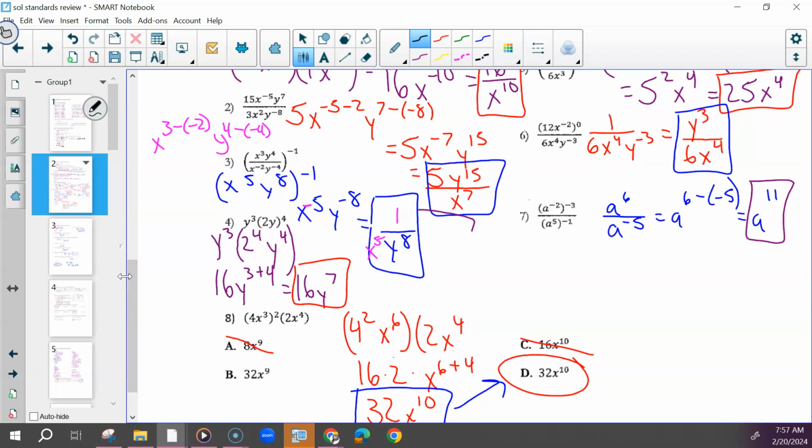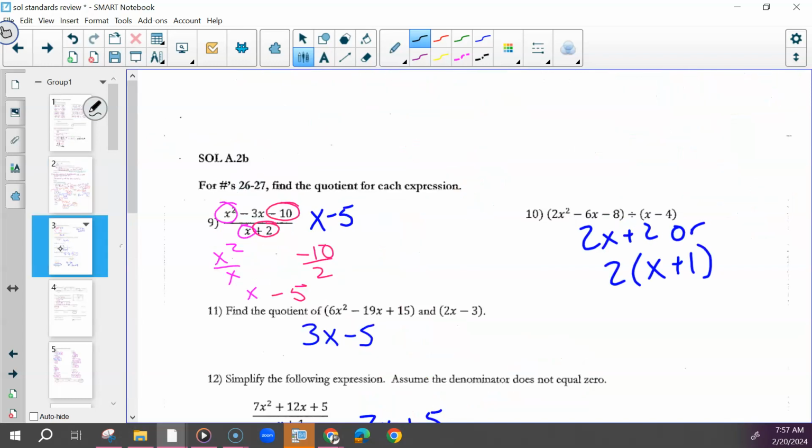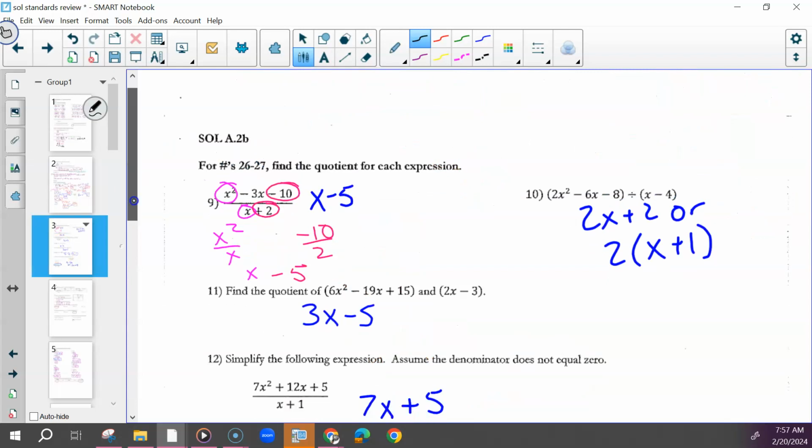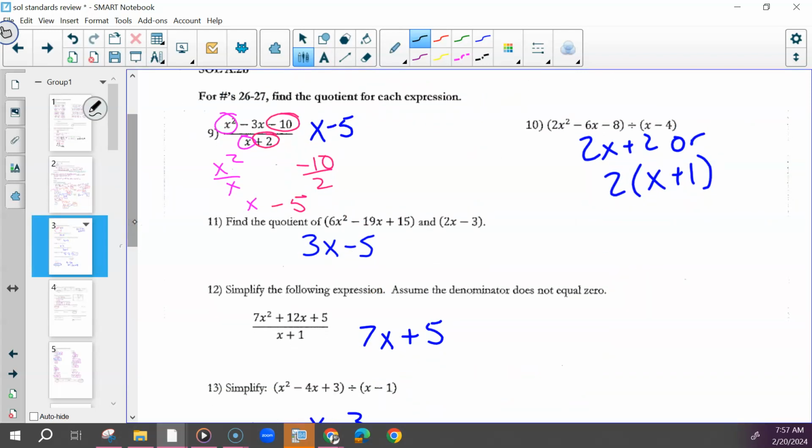So this is what we're going to be doing next. On to the next page. If you need me to go back, I can do that. Again, we're just writing answers.